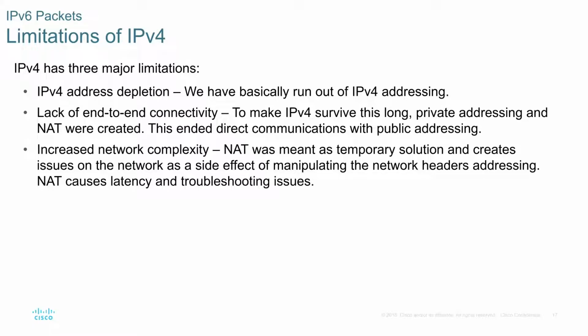So to make IPv4 survive this long, private addressing was used. These are addresses that anyone can use but are non-routable over the internet. Most of you are using private addressing, which will be discussed later in Chapter 11. Since private addressing is not allowed over the internet, you may wonder why you're able to get out to the internet. This is because network address translation was created.